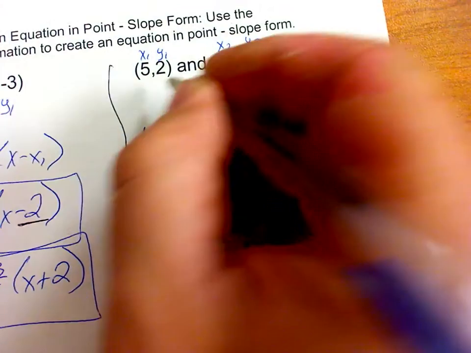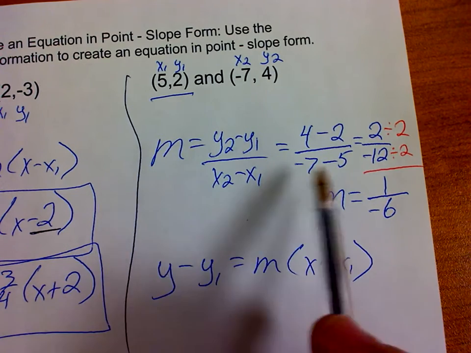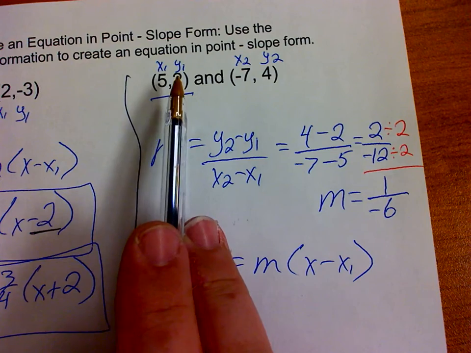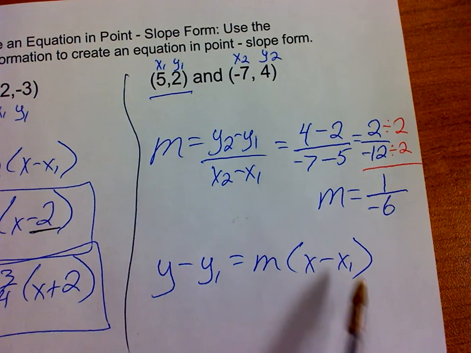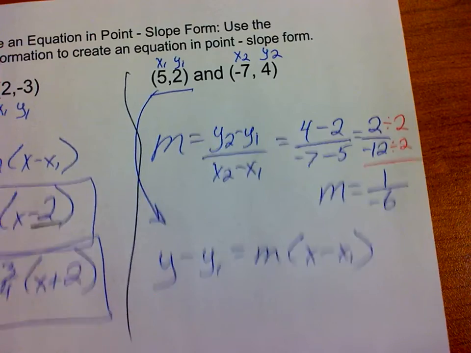Now the only thing I'll tell students is usually I would use this point, because if I have 2 given points and I already had to calculate the slope, that means I already had to label one of my points x1, y1. And since that's what I'm plugging in down here, that's going to be what we're going to be using. So we're going to use that 5, 2 down here in this part.